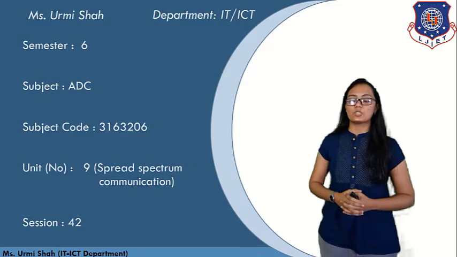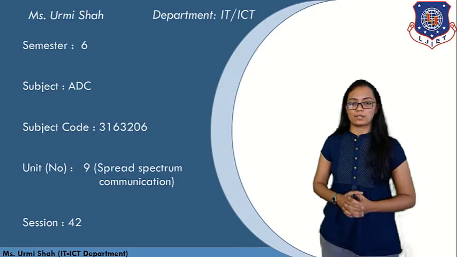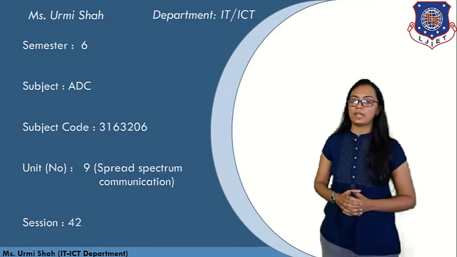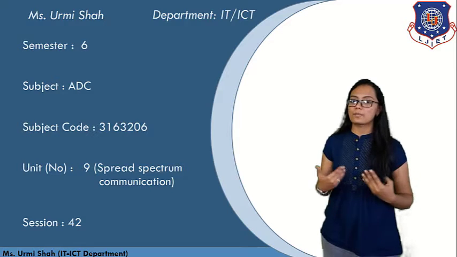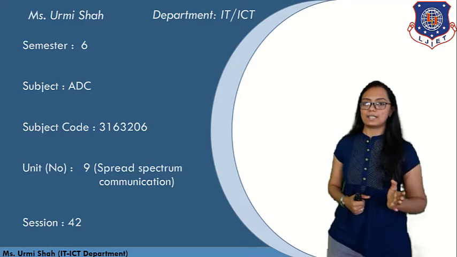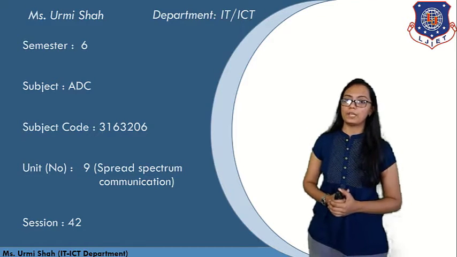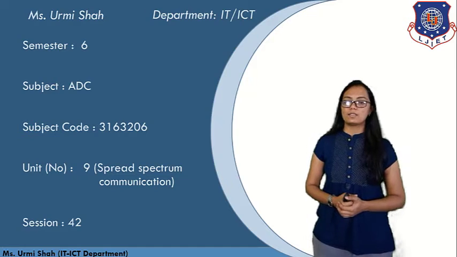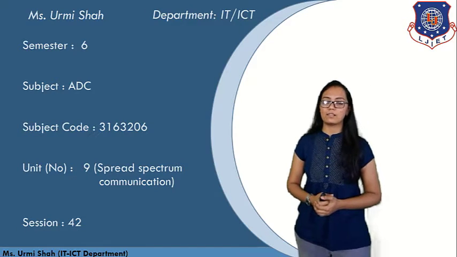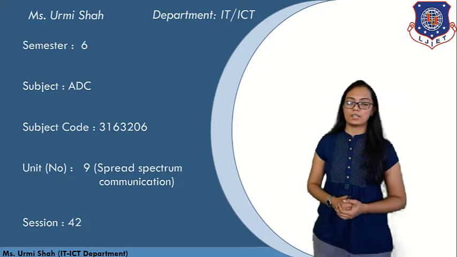We will be starting with chapter number 9, that is spread spectrum communication, in today's session. Basically, up till now we have done the introduction of the spread spectrum communication module. In that we have covered the different types of spread spectrum techniques, that is FHSS and DSSS. What is FHSS? That is frequency hopping spread spectrum. And what is DSSS? That is direct sequence spread spectrum. All these things we have discussed in the previous session.